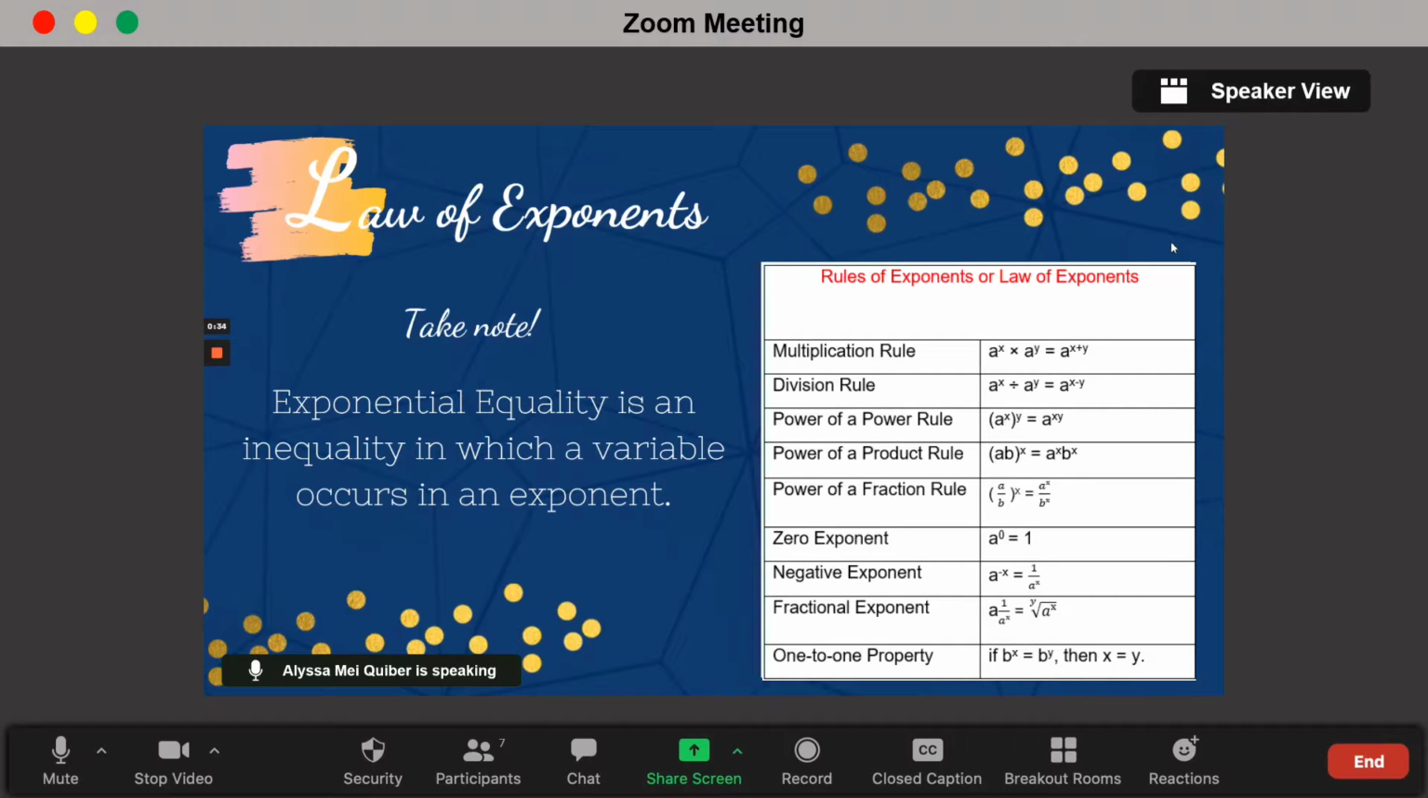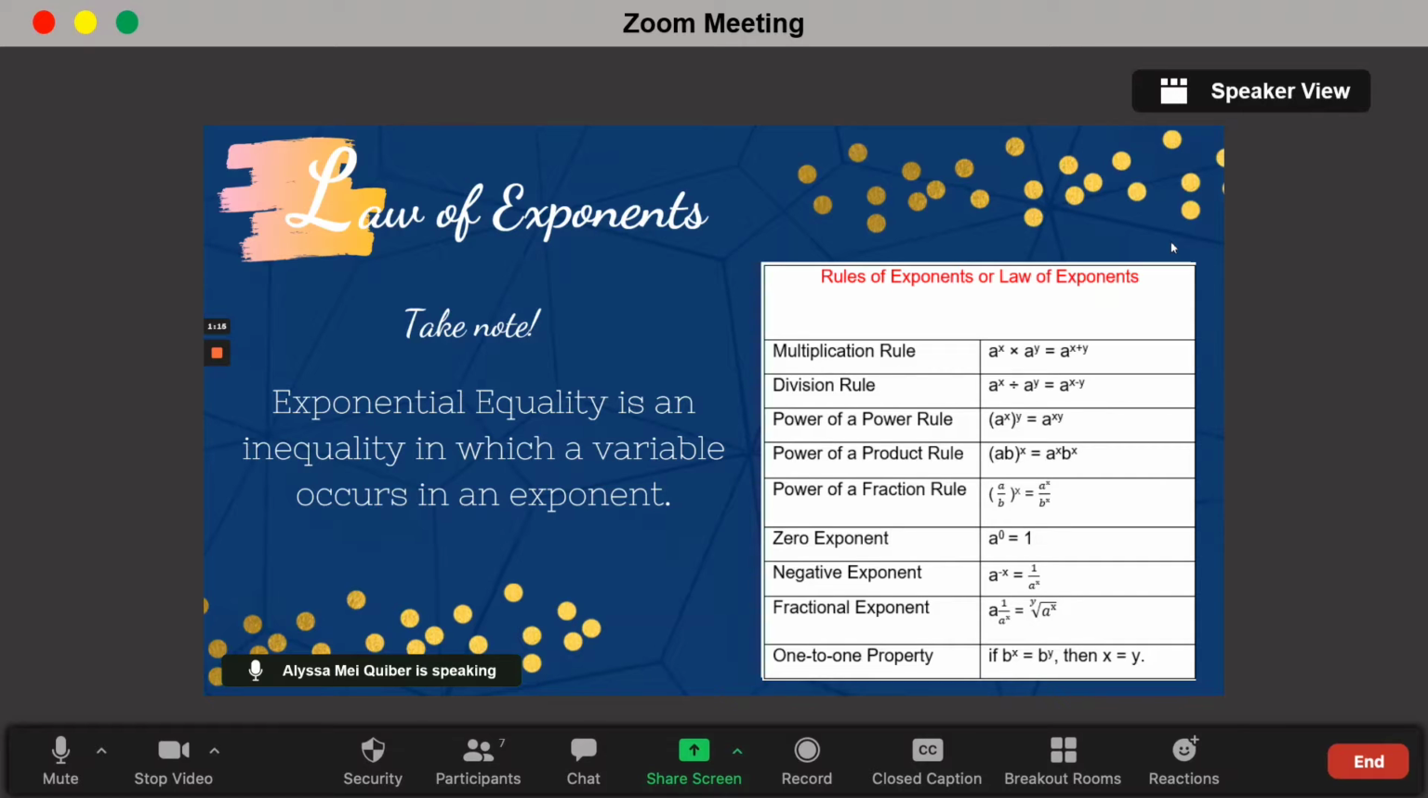First off, we have the multiplication rule or product rule. It states that when multiplying two powers that have the same base, you can add the exponents and keep the base. Next, we have the division rule or quotient rule. It states that we can divide two powers with the same base by subtracting the exponents while keeping the base. The power of a power rule states that to raise a power to a power, you need to multiply the exponents. In addition, the power of a product rule tells us that we can simplify a power of a product by distributing the exponent to each term inside the parentheses.